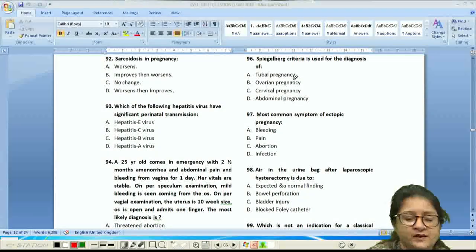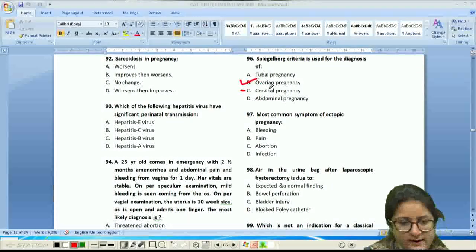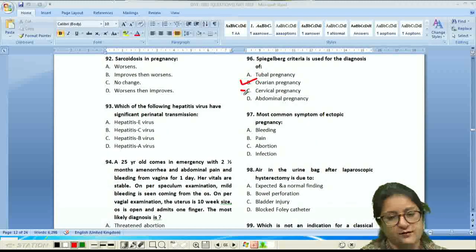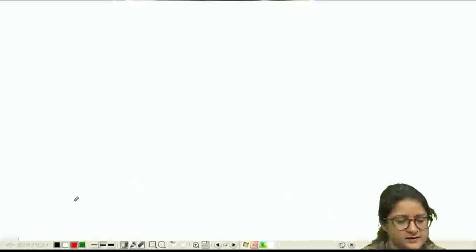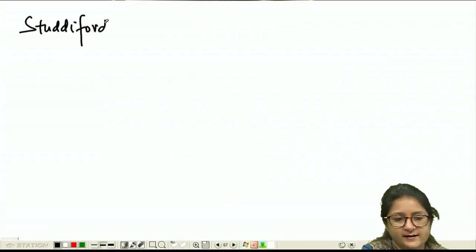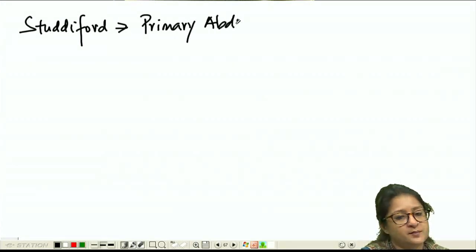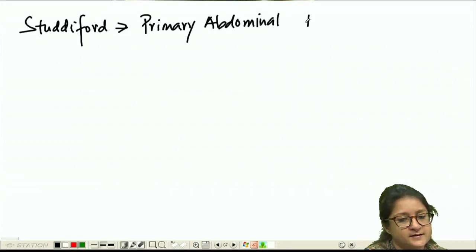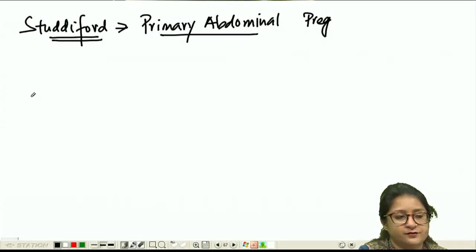Spiegelberg criteria is used for the diagnosis of ovarian pregnancy. Now this is something that you have to remember, at least remember the various criteria. Let me just tell you very important bits here. We have the Studiford criteria. Studiford criteria is for primary abdominal, not secondary, pregnancy.